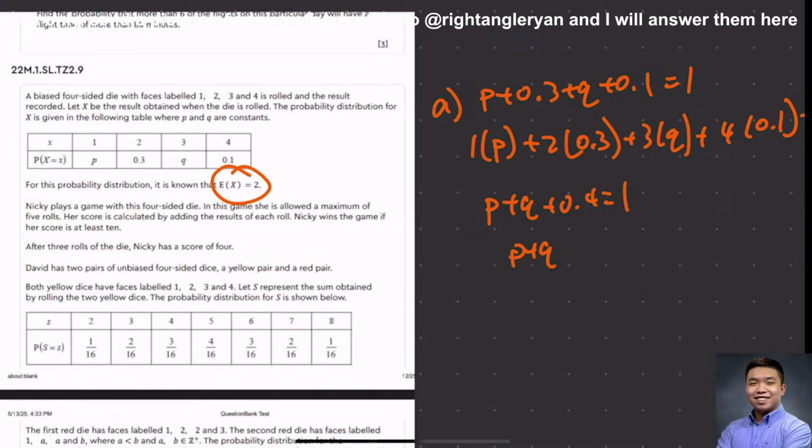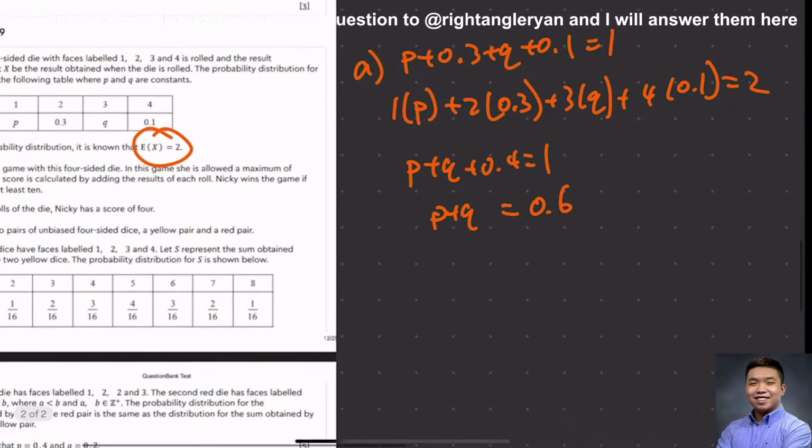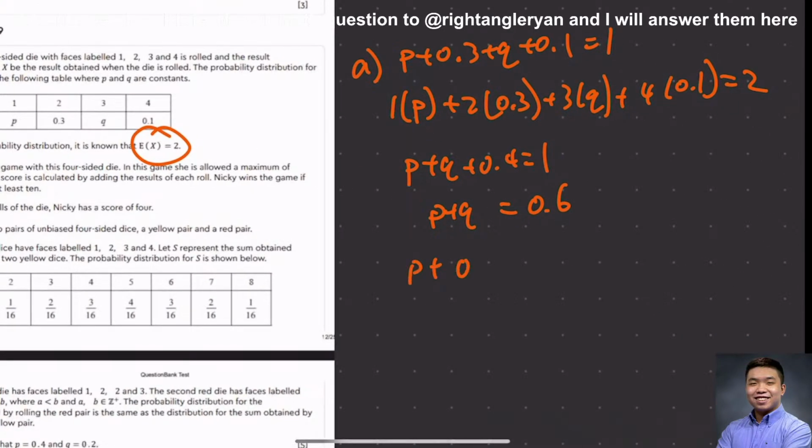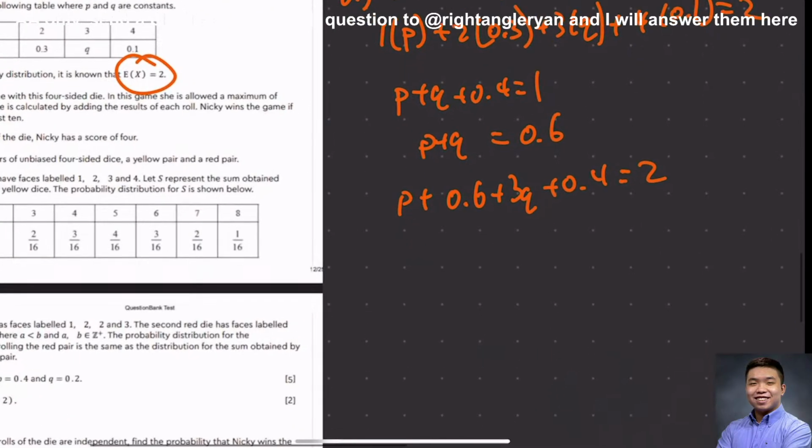P plus Q equals 0.6. That's my first equation. My second equation will be P plus 0.6 plus 3Q plus 0.4 equals 2, and then P plus 3Q plus 1 equals 2. So P plus 3Q equals 1. This specific question is SL.